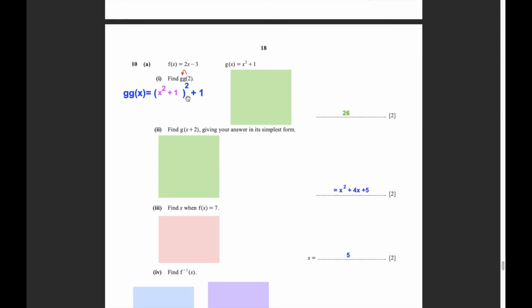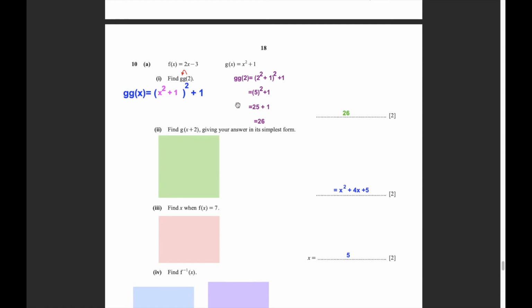Now we don't have to continue expanding this or anything like that because they already told us what x is. x is equal to 2. So we're going to substitute that there. So gg of 2, so we're going to have 2 squared, which is 4, plus 1 gives you 5. Square the whole thing, so 5 squared is 25, plus 1 is 26. Your final answer is 26, and that is it.